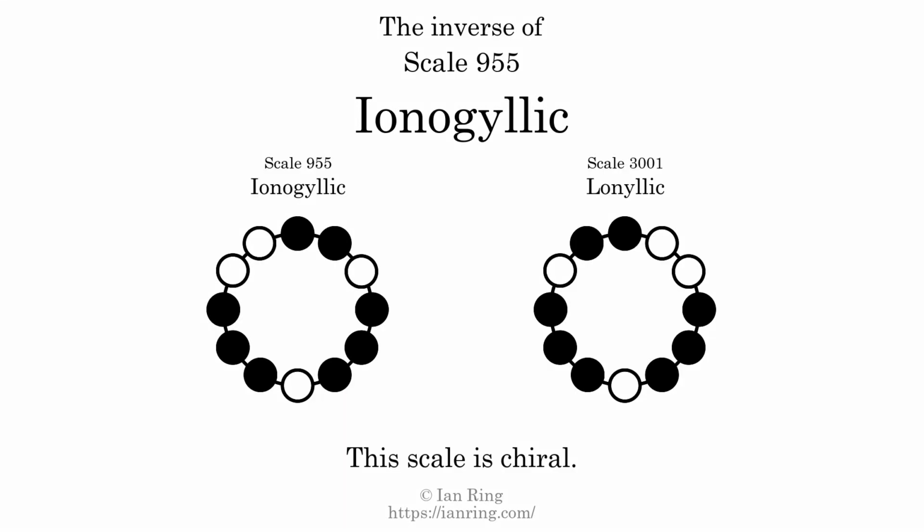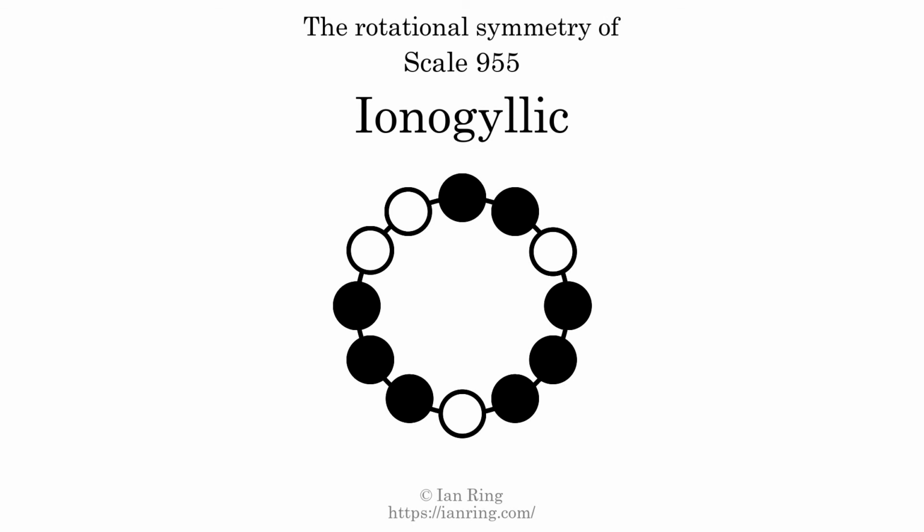The inverse of a scale is a mirror image. It is what you get when the sequence of intervals is reversed. The inverse of this scale is scale 3001, also known as Ionogyllic. This scale is chiral. It cannot transform into its inverse by rotational transformation. This scale has no rotational symmetry.